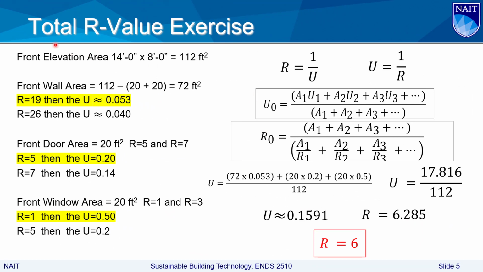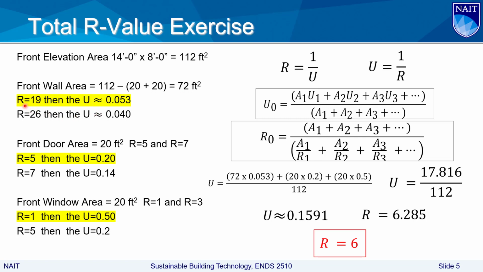Okay, so here is the total R value exercise solution. In the front elevation, when you take a look at the sketches provided, the width of the house is 14 foot. The height is 8 foot. This is the total frontage of the house, 112 foot square. However, the front wall area is the total area of the front minus 20 foot square for the main door and 20 foot square for the window. So the wall area is only 72 foot square.